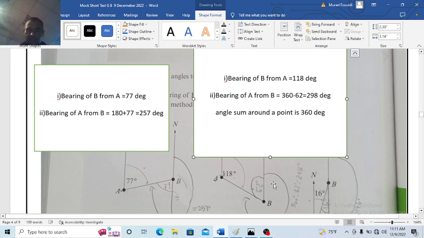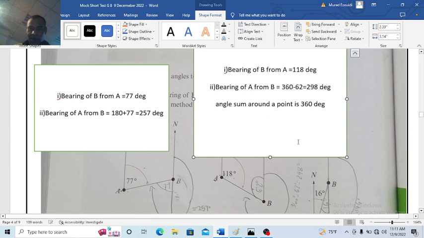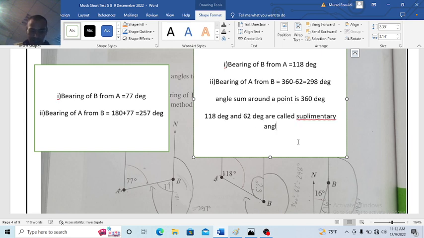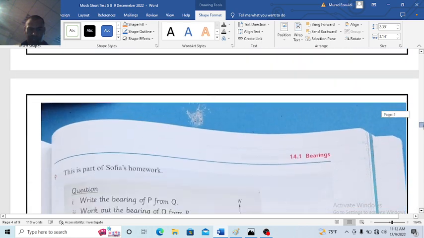And this one, why is it 62? Because these are two parallel lines, and this is a transversal, means 180. We can add 118 degree and 62 degree, they are called supplementary angles. Means both of them add up to 180. Okay, now move to the next part.